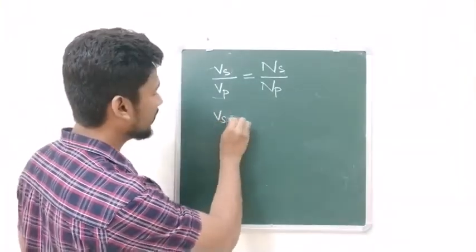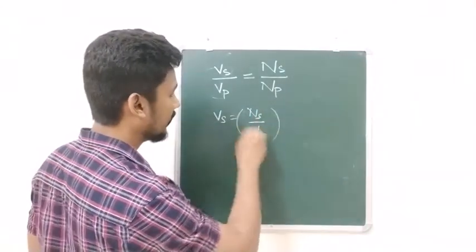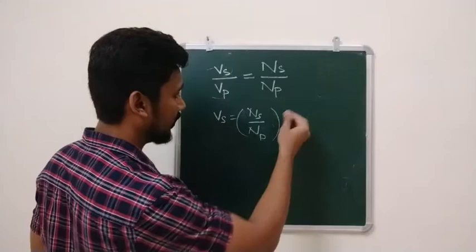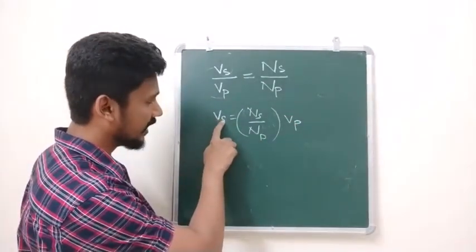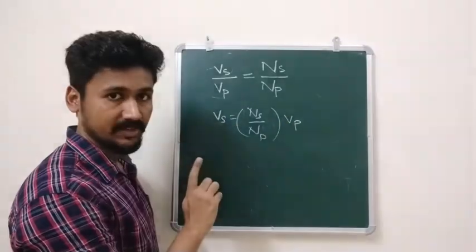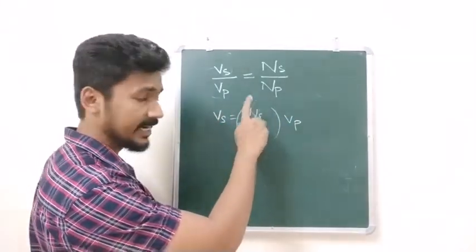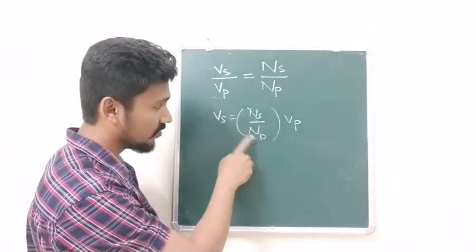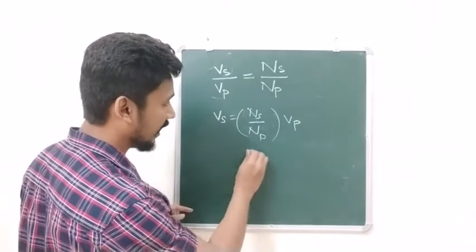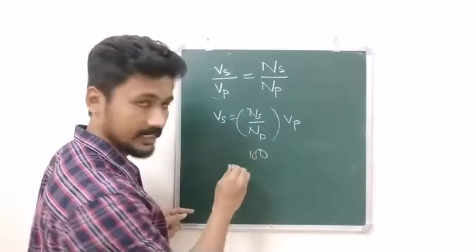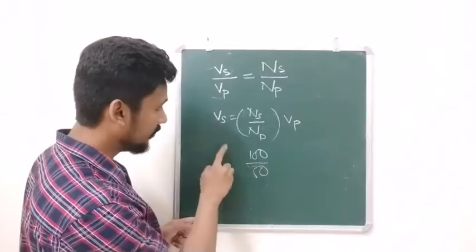We can write Vs is equal to Ns by Np multiplied by Vp. So what it means, the relationship between the secondary voltage and primary voltage is given by this. If, let us say, the number of turns in the secondary is larger than the number of turns in the primary. Okay, let us take a very simple example. Let us say in the secondary you are having 100 turns and in the primary you are having only 50 turns. So what will the relation be?